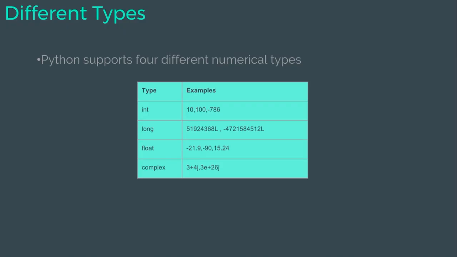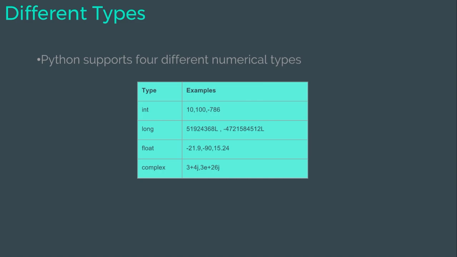Python supports 4 different numerical types. First one is integer. An integer is a whole number, not a fractional number, that can be positive, negative, or zero. The second one is long integer. A long integer is a data type in computer science whose range is greater, and sometimes even double, than the standard data type of integer.